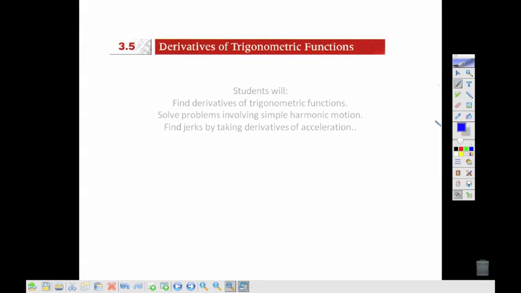Alright, next up are derivatives of trigonometric functions. Mostly we're going to be looking at sine and cosine, but then we'll look at the other ones also. We're also going to be looking at some applications of that with simple harmonic motion and the derivative of acceleration.